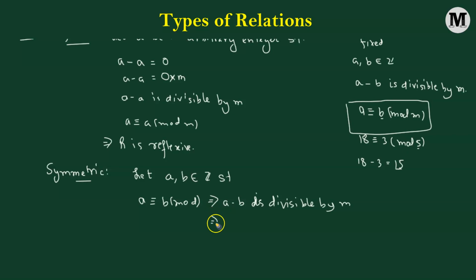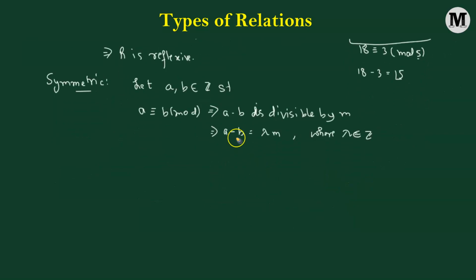Fine. We can also rewrite this: if a minus b is divisible by m, that means a minus b is a multiple of m. So let's say a minus b equals lambda times m, where lambda is some integer. We don't have to worry about this value. We're just representing a minus b as a multiple of m. Now we can multiply both sides by -1 to get b minus a equals negative lambda times m, and then we can rewrite it as b minus a equals beta times m.